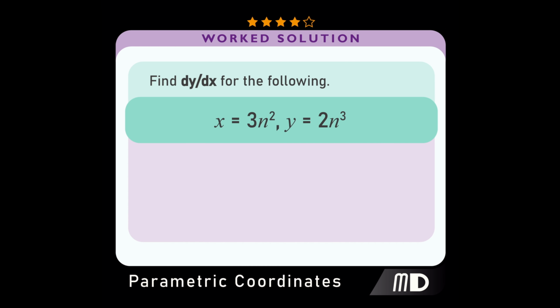Now in this video, we're going to answer the following question. Find dy by dx for the following. We've been given the parametric equations x equal to 3n squared and y equal to 2n cubed.